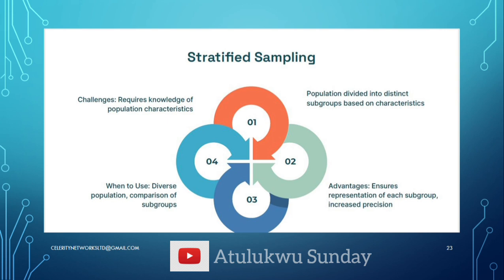Then, when to use it: when you have a diverse population, as I've already mentioned, and when you are comparing between subgroups. Then the challenge is that it requires knowledge of population characteristics. What that means is that you need to know what your population is. You need to know how your population is characterized.